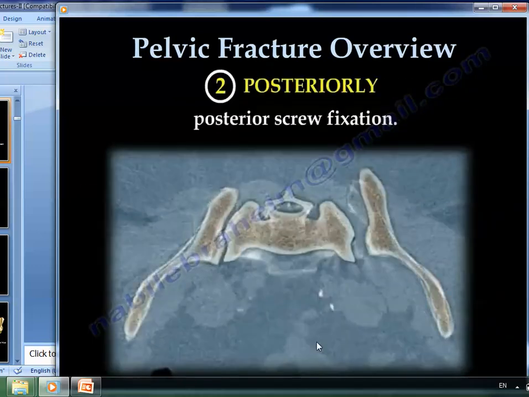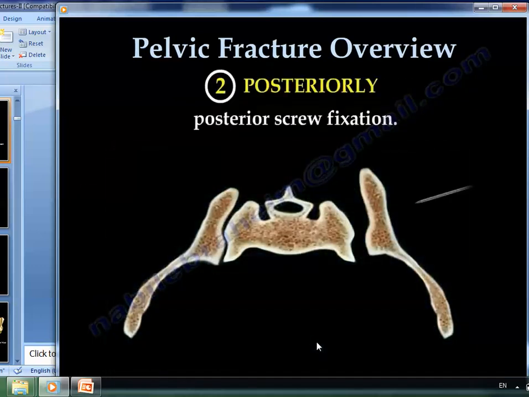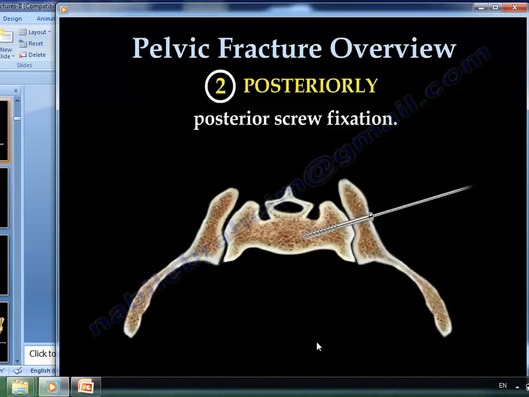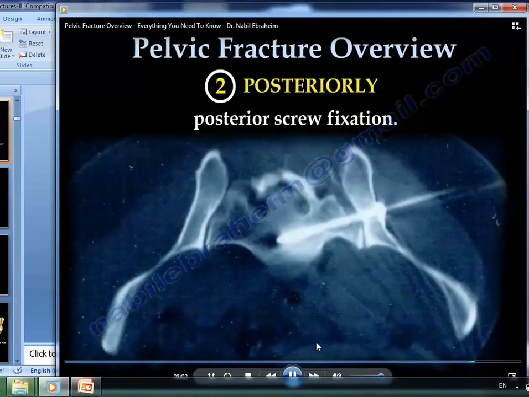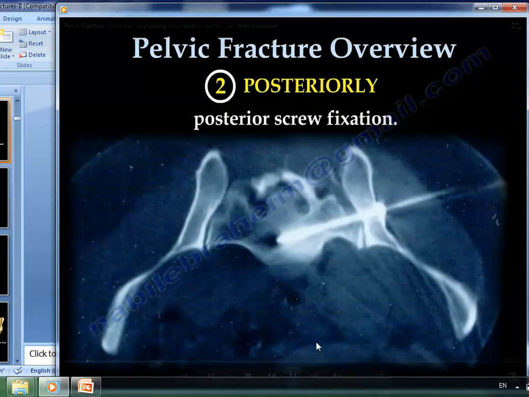Usually this fracture will need to be fixed posteriorly. We usually use posterior screw fixation. You can see a CT scan that shows the posterior screw fixation.